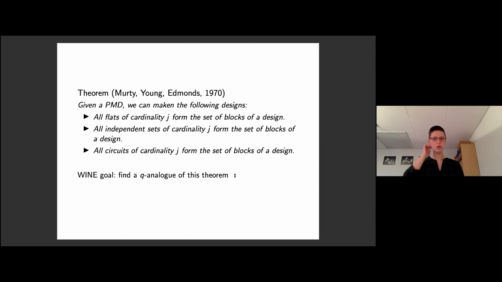Well, what we wanted to do with our wine group was to find a q-analog of this theorem. Because what's the nice thing of this theorem? It actually uses the Matroid structure from this PMD in order to get a design. Well, for that to do, we of course need to talk about the q-analog of a perfect Matroid design. And for that, we first need the q-analog of a design.